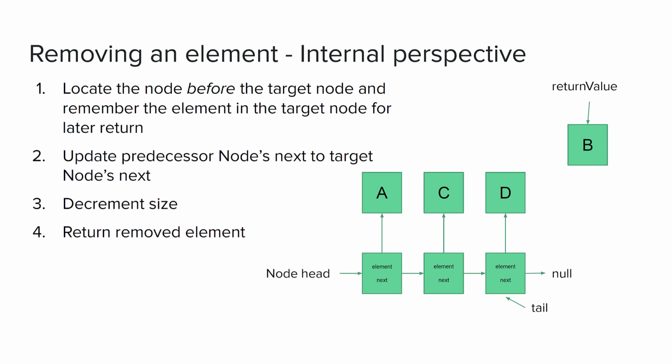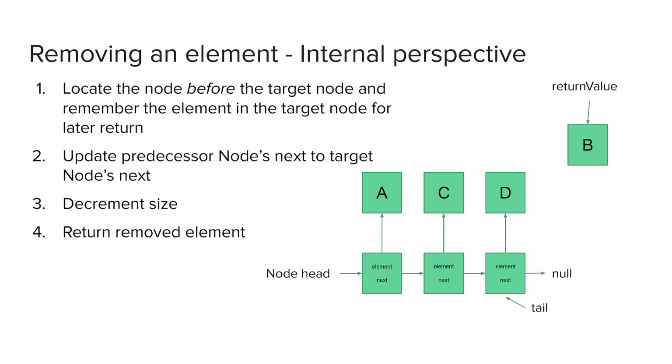By doing that, there's no longer a reference in the list itself that points to that old target node, and so in effect it has vanished. So now all we need to do is decrement the size of the list and return the value that we stored. There are a couple of special cases that we need to be prepared for.